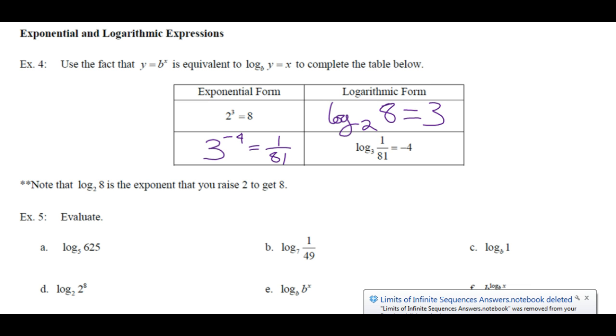Note that log base 2 of 8 is the exponent that you raise the base 2 to. I always think we should never use 2 in that. It should be like log base 3 of 27. So it's the exponent that you raise the base 2 to in order to get 8.